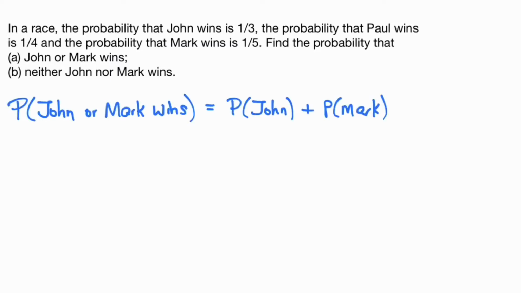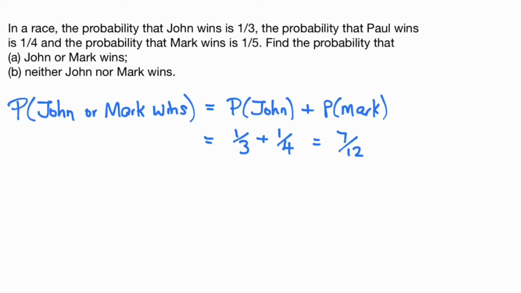So in the first part, the probability that John or Mark wins is just the probability that John wins or Mark wins, which is the probability that John wins plus the probability that Mark wins, and that is 1/3 plus 1/4 equals 7 over 12.